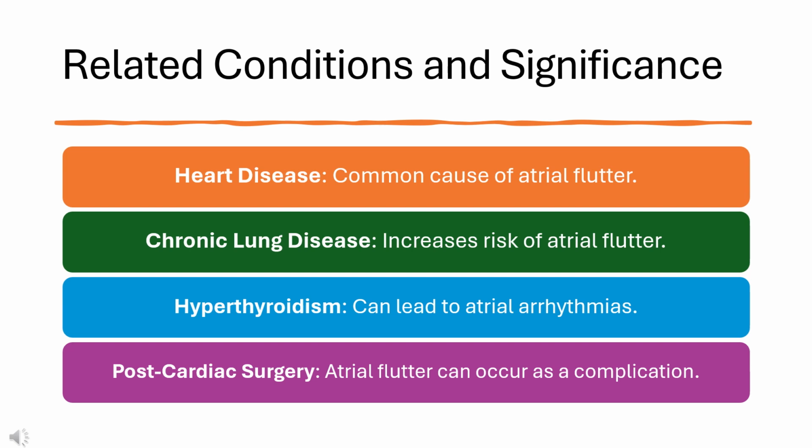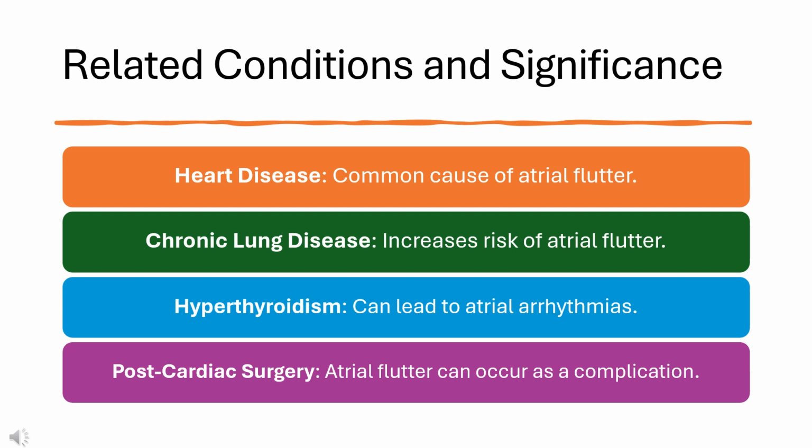Treatment often involves addressing the root cause to prevent recurrence. Chronic lung diseases, such as chronic obstructive pulmonary disease and pulmonary hypertension, can significantly increase the risk of atrial flutter. These conditions often lead to right atrial pressure and volume overload, promoting atrial arrhythmias. COPD causes hypoxia and hypercapnia, leading to pulmonary vasoconstriction and increased right heart strain. The resultant right atrial enlargement and remodeling predispose to atrial flutter.